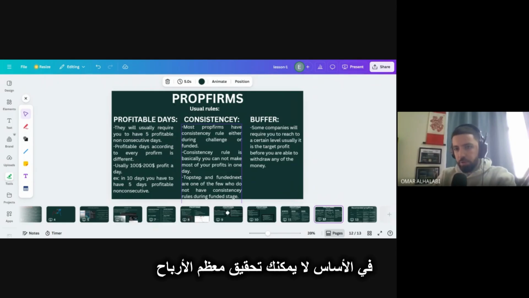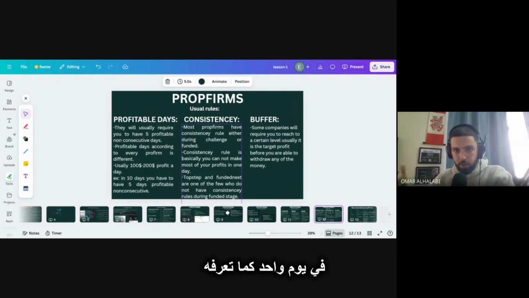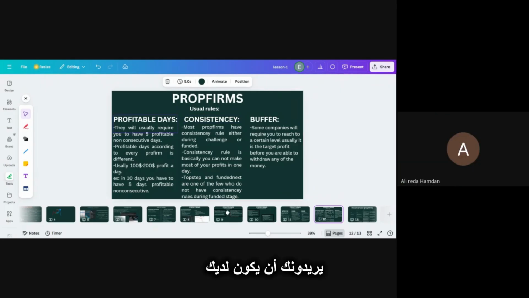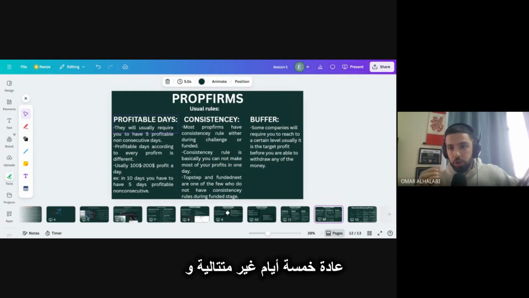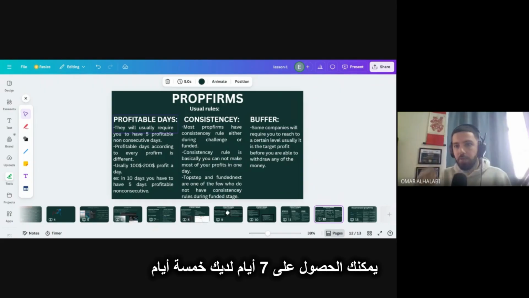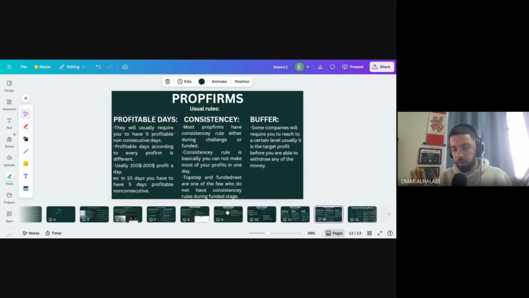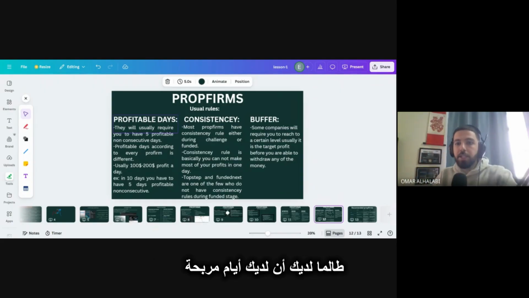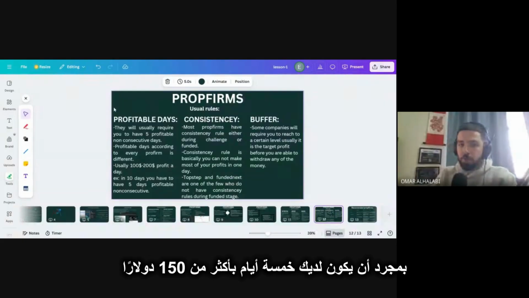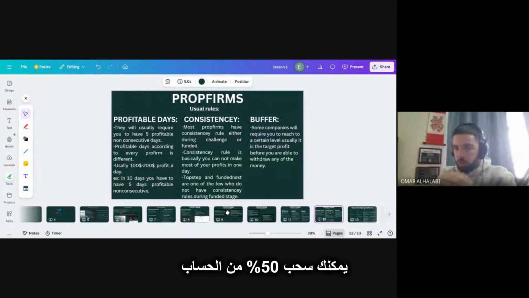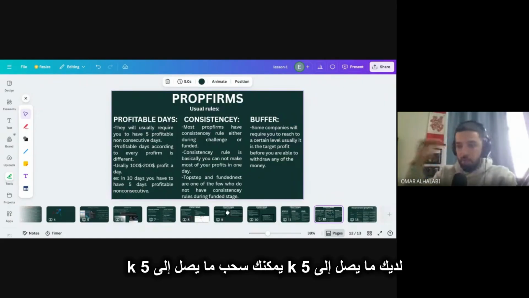Basically, you can't make most of the profits in one day, as you know it. Profitable days are basically, they want you to have usually five, sometimes it's 7. Usually 5 non-consecutive days. يعني ممكن you have out of 7 days, you have 5 days profitable. فهمت شلون؟ No problem. As long as you have that, you have the profitable days, you can withdraw. مثلا from Top Step, you just need profitable days. Once you have 5 days with more than $150, you can withdraw 50% of the account. فهمت شلون؟ You have up to 5K. You can withdraw up to 5K from each account.